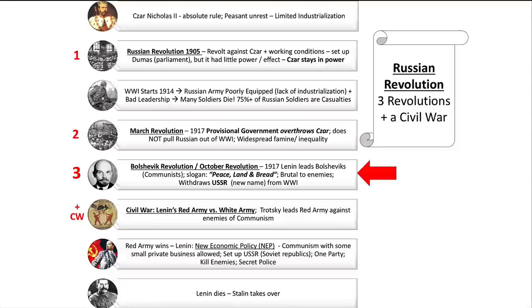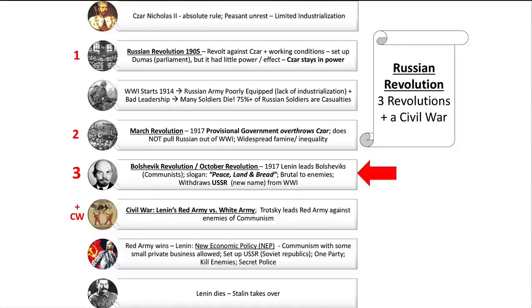Now, what kind of leader is Lenin? You need to know, he is very brutal to his enemies. There is a secret police. If you say anything about the government, you're going to be killed. They send people off to prisons. It is a very brutal regime. He rules through fear, all right?